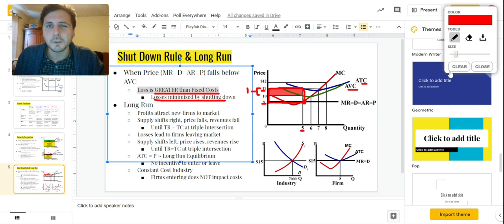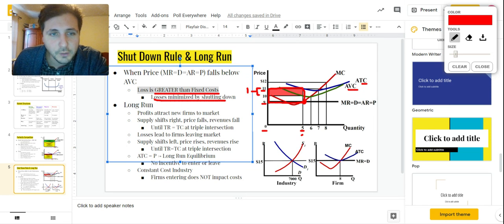So be careful with these ones. If ever you're asked what the loss is when you have a shutdown rule, the answer is, well, because I shut down, I produce nothing. So it's not actually going to be the losses at a quantity of 5. It's the losses at a quantity of 0. And those losses are only your fixed costs.